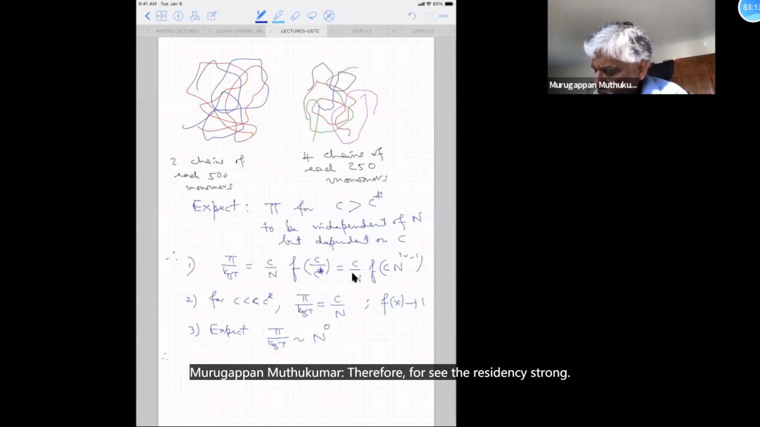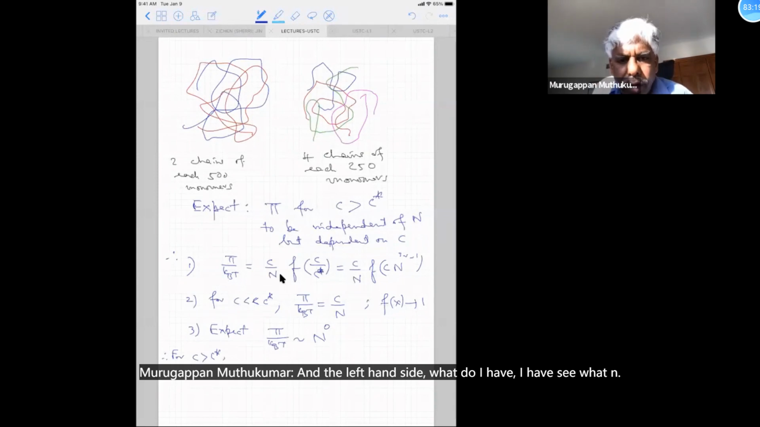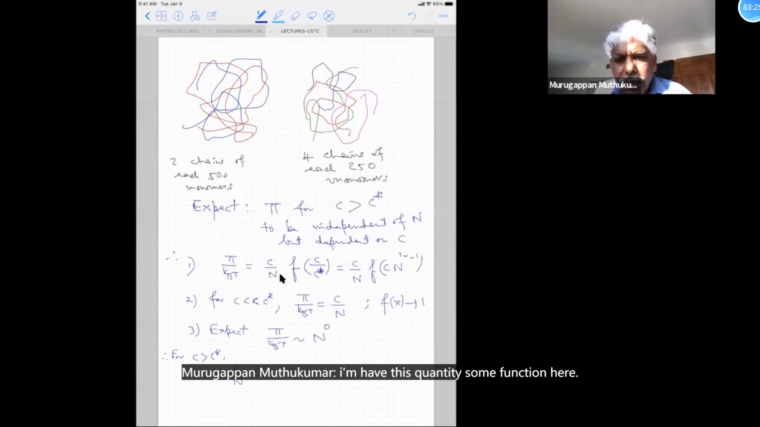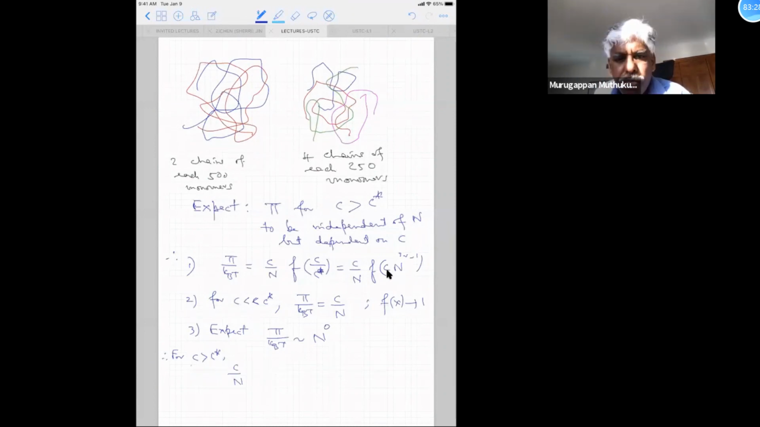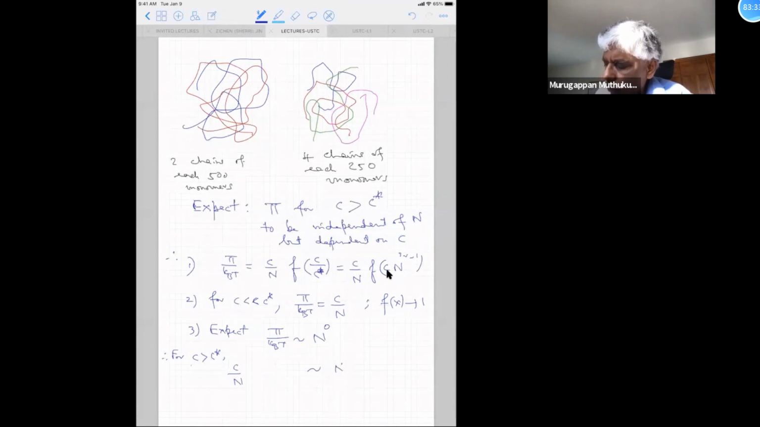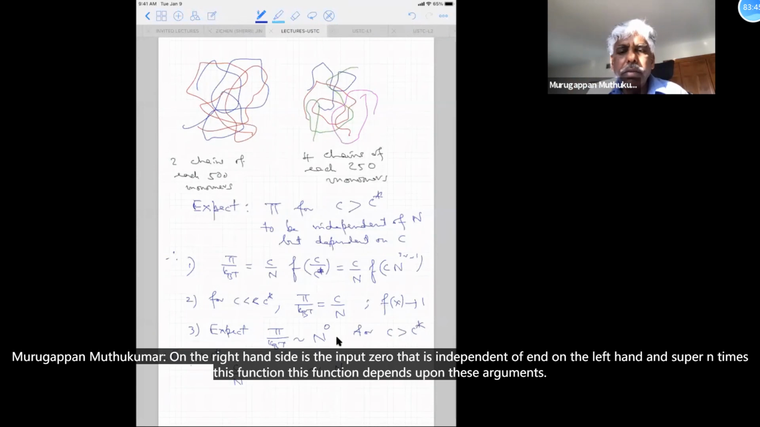therefore, for C greater than C star, on the left-hand side, what do I have? I have C over N, and this quantity, some function here. On the other hand, the right-hand side must be N power 0. You expect this for C greater than C star. On the right-hand side, it's N power 0, that is independent of N. On the left-hand side, C over N times this function. This function depends upon this argument.